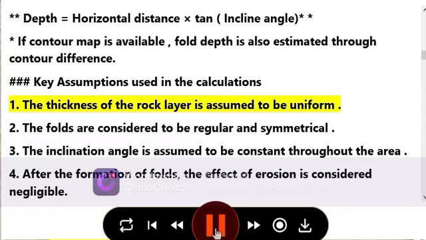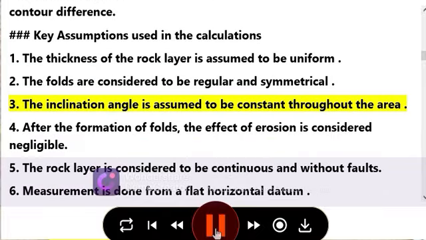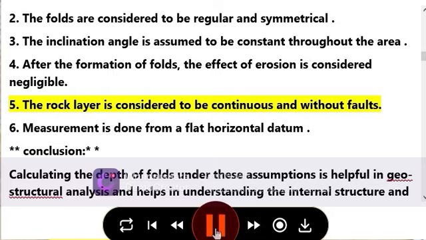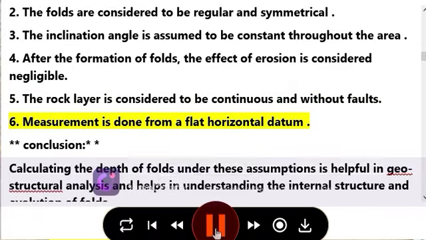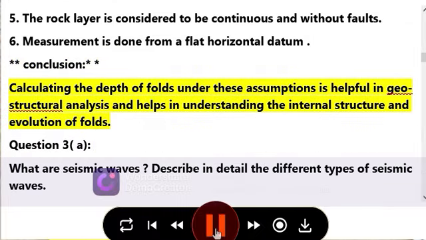1. The thickness of the rock layer is assumed to be uniform. 2. The folds are considered to be regular and symmetrical. 3. The inclination angle is assumed to be constant throughout the area. 4. After the formation of folds, the effect of erosion is considered negligible. 5. The rock layer is considered to be continuous and without faults. 6. Measurement is done from a flat horizontal datum.